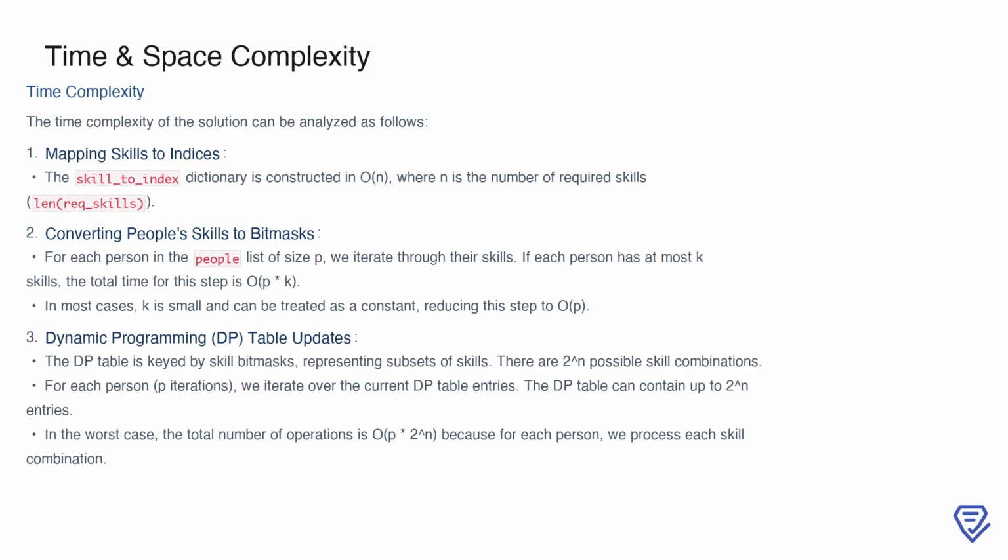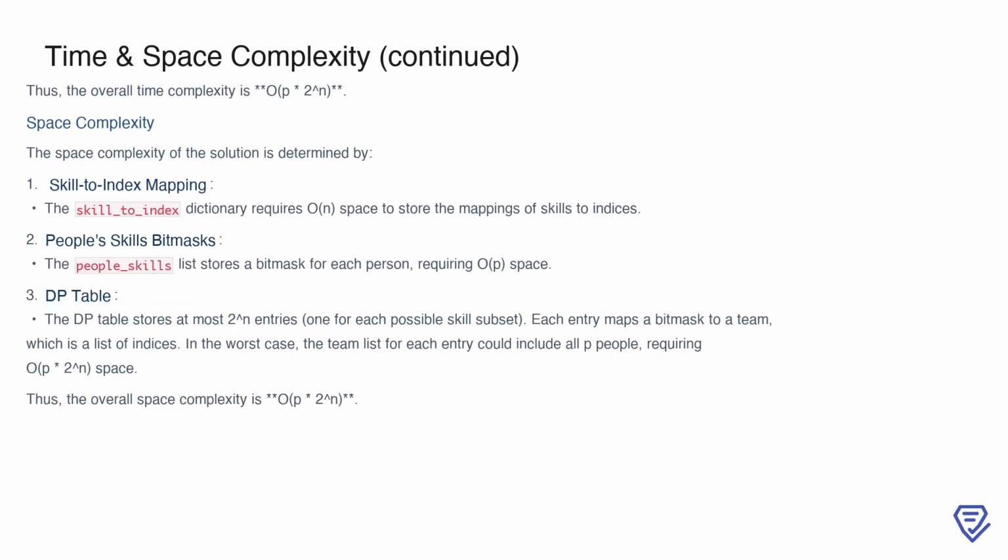Finally, the dynamic programming table is updated by iterating through all subsets of skills. With 2 to the power of n possible skill combinations and p iterations for each person, the total operations for this step are O(p*2^n). Combining these steps, the dominant factor is the dynamic programming updates, giving the overall time complexity of O(p*2^n). Thus, the overall time complexity of our solution is O(p*2^n), dominated by the dynamic programming table updates.